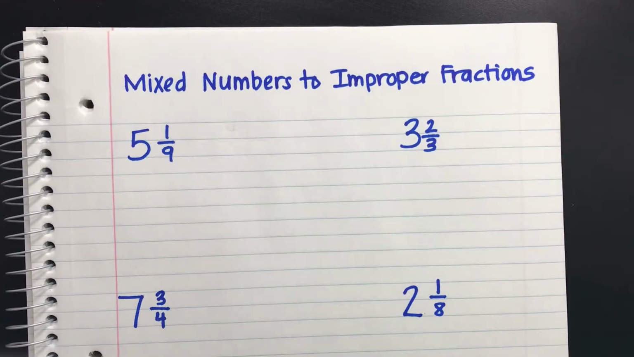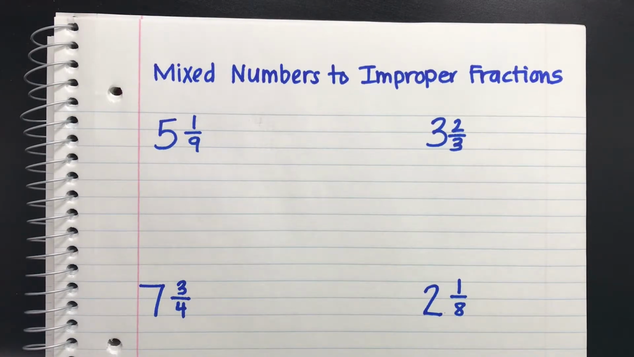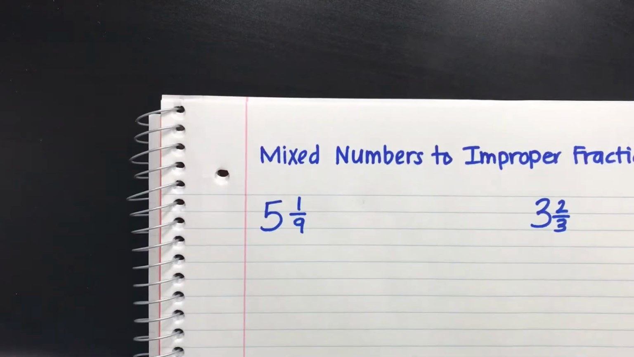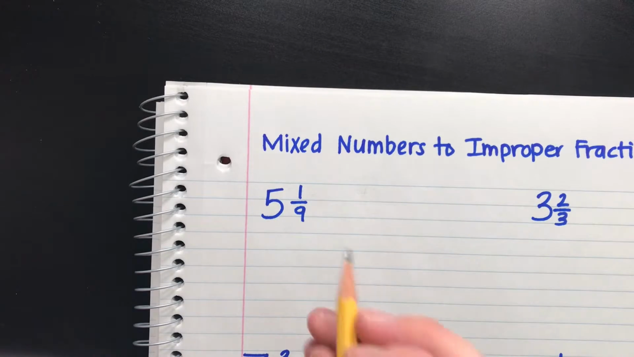Alright guys, so I'm going to do a little bit more practice with the mixed numbers to improper fractions method. If you're having any issues with this, or you're still a little bit confused, this is going to give you an opportunity to watch me do a few more of these problems. And remember, you can always rewind or pause to look at my technique while you are completing your own practice. Alright, so let's start with this first one. 5 and 1/9. So this is a mixed number. We want to change it into an improper fraction.